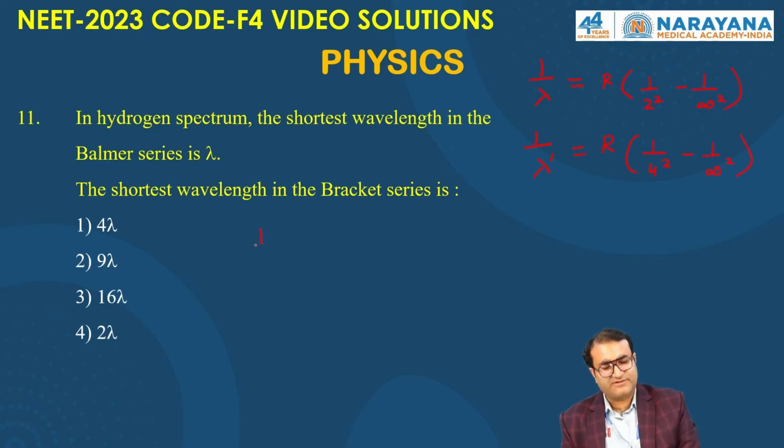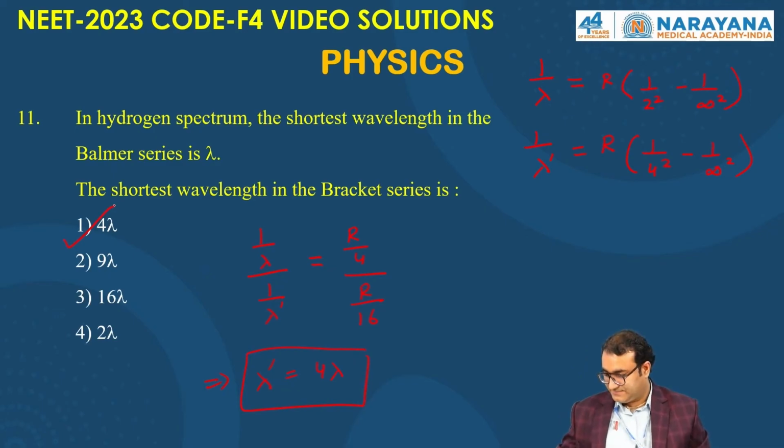Just divide both the equations. 1 by lambda divided by 1 by lambda dash is R by 4 divided by R by 16. And finally, after calculation, we get lambda dash is equal to 4 times lambda. So we get the first option as the answer.